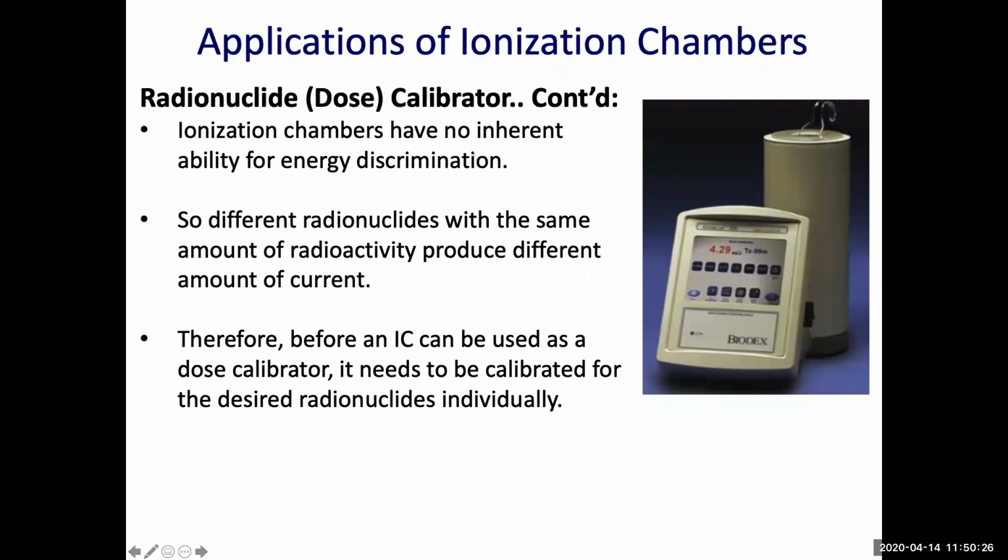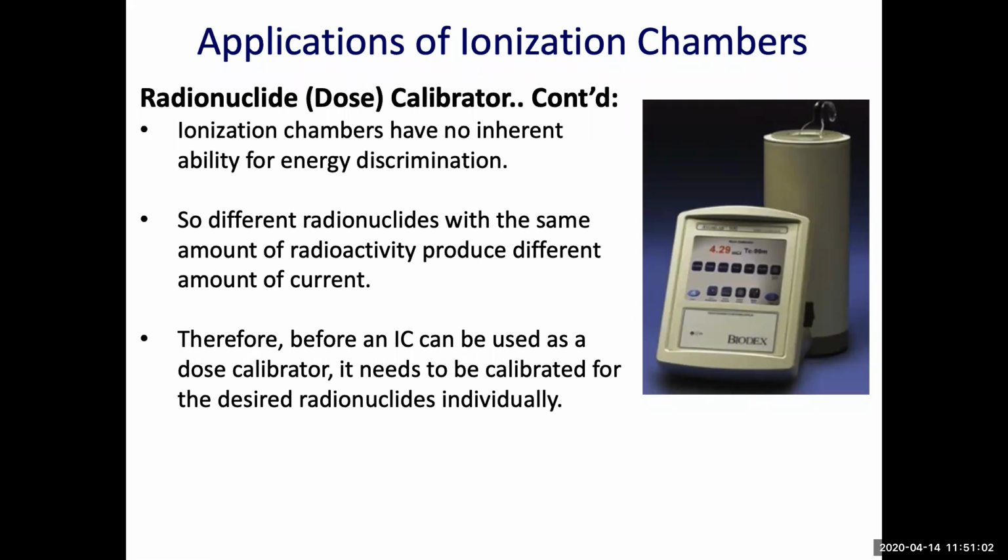Ionization chambers have no inherent ability of energy discrimination. What does it mean? Different radionuclides with the same amount of radioactivity produce different amounts of current. If I have 5 millicurie of technetium-99m and 5 millicurie of iodine-131 and put them in the dose calibrator, I will have different readings. I will not get 5 millicurie for each one, because the dose calibrator cannot discriminate between the energies.